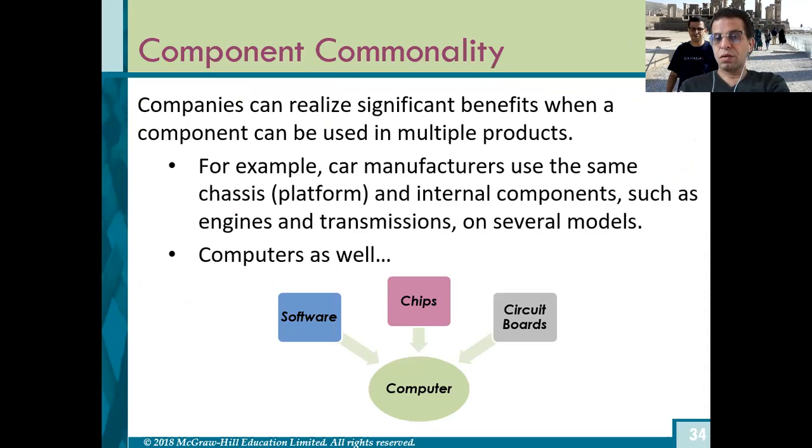With component commonality, companies can realize significant benefit when a component can be used in multiple products. For example, we know that in car manufacturing at Ford, the cars share the same chassis or platforms and internal components such as engines and transmissions. They do that in Toyota also. We see that in computers as well, especially in Dell: software, chips, and circuit boards, all in computers.